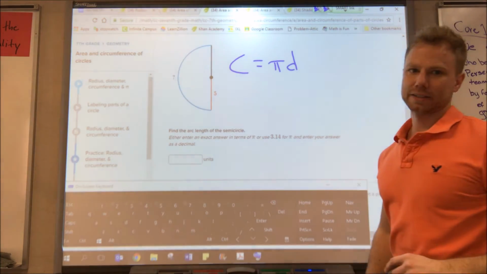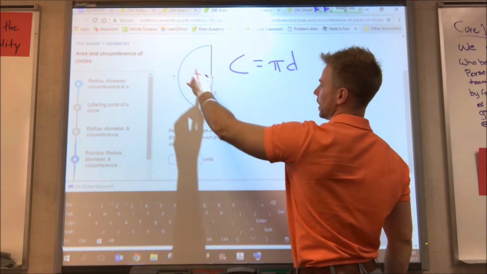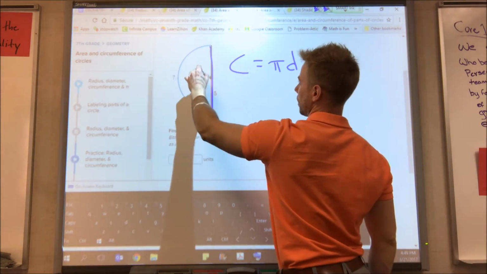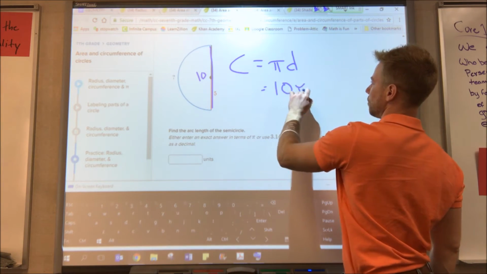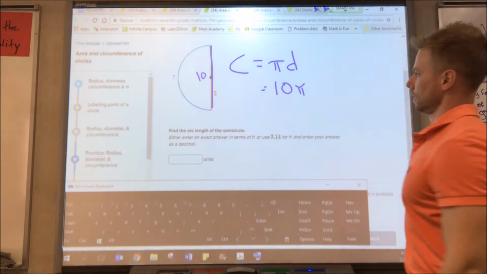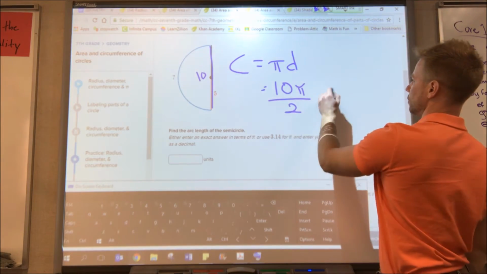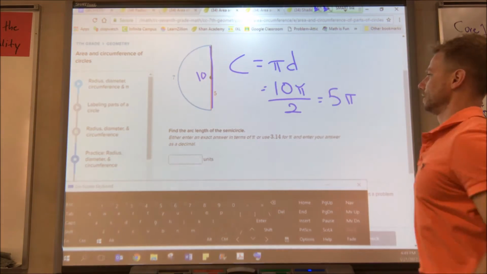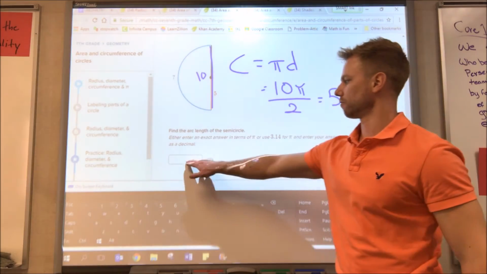Circumference is pi times diameter. If the radius is 5, the diameter all the way across is going to be 10. So our circumference is 10 pi. Put 10 in place of d for diameter. Now we only want half of that, so we divide that by 2. 10 divided by 2 is 5. And then don't forget your pi. Put that on there as well. So it's 5 pi.